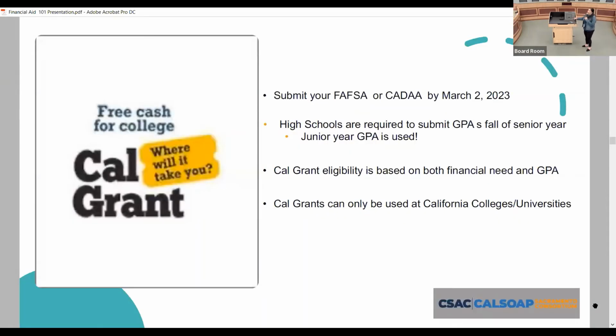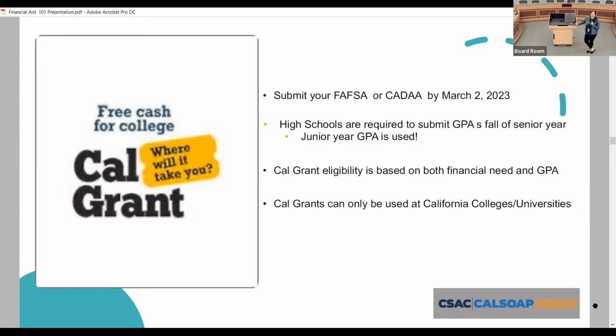So the first part I like to talk about is the grants. So when you hear the word grant, that equals free money. That's money that you do not have to pay back. Now, one of my favorite grants, you guys, is called the Cal Grant. Okay, so I want you to write this down. Cal Grant equals tuition assistance. California's sole goal and purpose is to try to pay your tuition here in California.